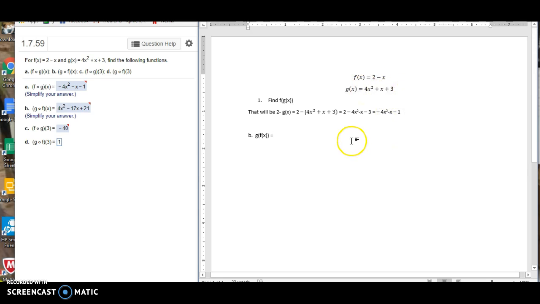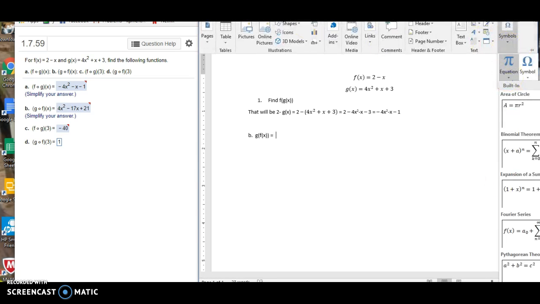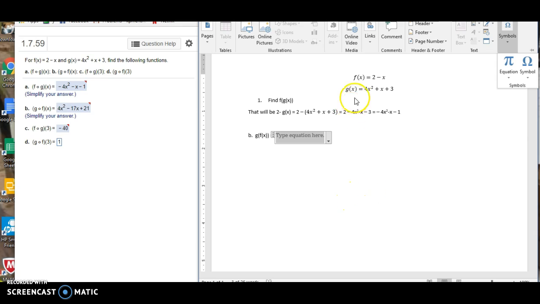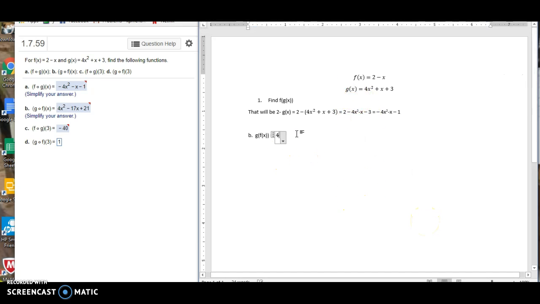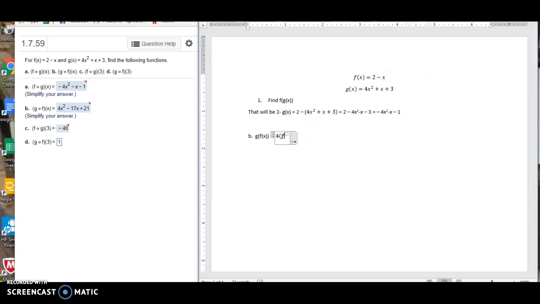And so what that is going to look like for me, let me get to my equation editor so I can type it in. It's going to be 4 times f of x squared. Notice I'm putting f of x in instead of x because my input now is f of x. That's what composition is. Plus, instead of x, I'm going to replace it with f of x, plus 3.